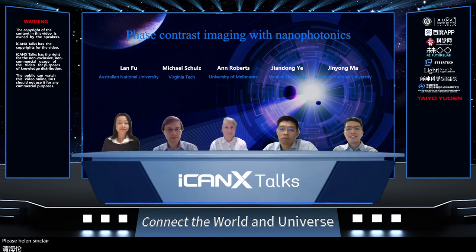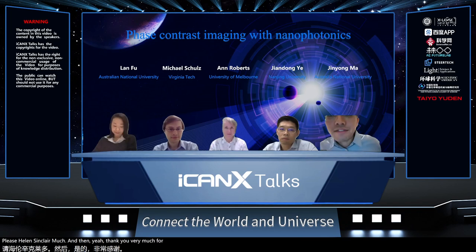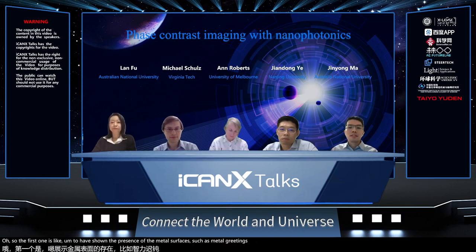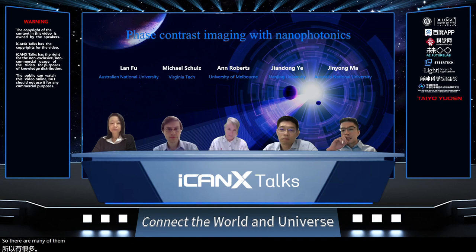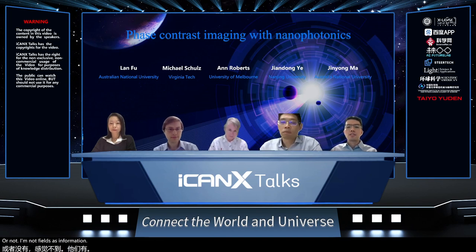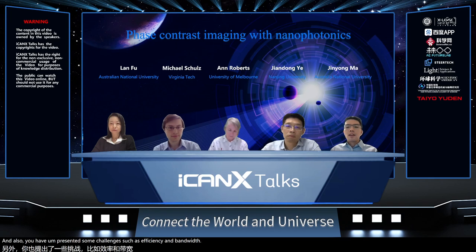Hi, thanks very much. And thank you very much for the fantastic talk. I have two questions. The first one is, you have shown that the presence of the meta surface, such as meta gratings, can significantly improve the imaging contrast. There are many advantages, like more control and being ultra compact. So for the current stage, how does the performance compare with approaches enabled by bulky crystals or notch filters you have mentioned? And also you have presented some challenges such as efficiency and bandwidth. How far is the meta surface approach away from commercialization?